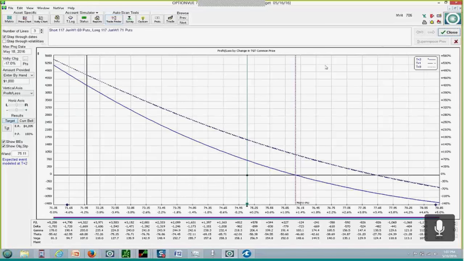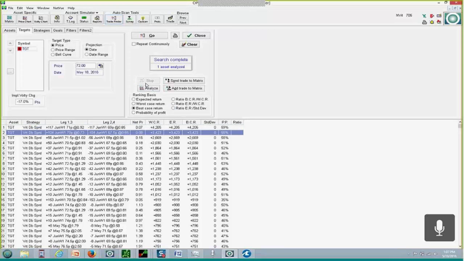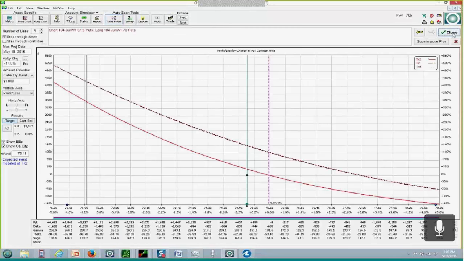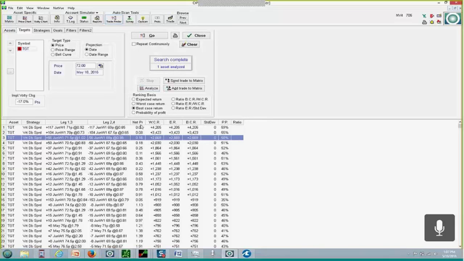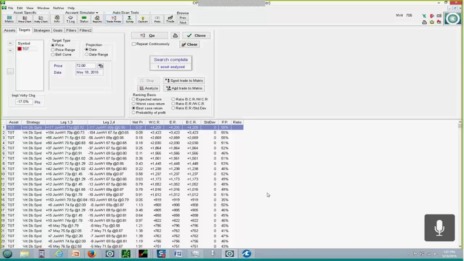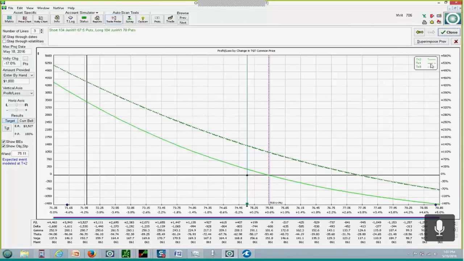So I'll click on the Analyze button, and I'm just going to store that. Then I'm going to go ahead and do that for a couple of these. Notice here it says, what's my net price? It's only going to cost me 7 cents to put on one of these spreads, 7 cents times 100. So that's $70. So if you have strong convictions about this, you can paper trade, or you can actually go ahead and take a couple of bucks and see how it works.